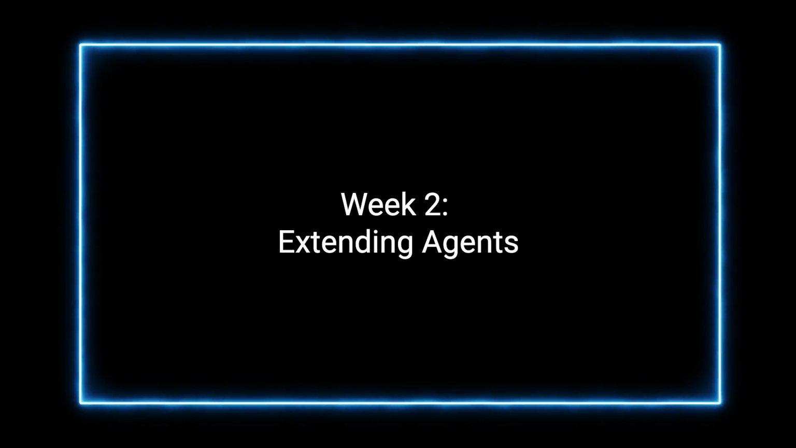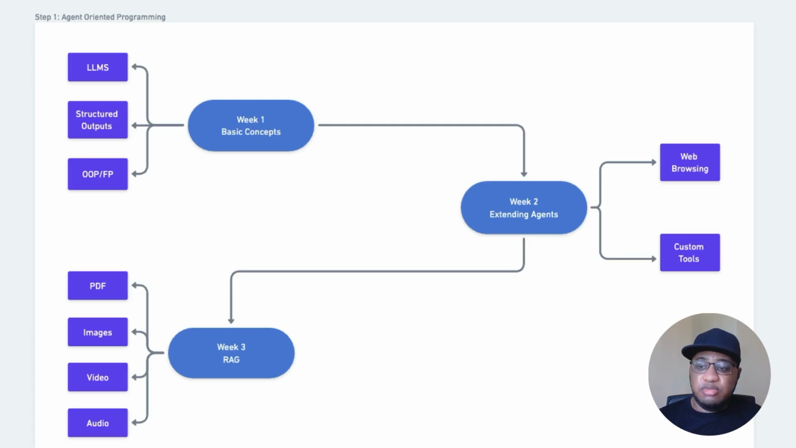Week number 2 is all about extending the agents. So there's a bunch of ways you can extend agents. I think the most important ones are web browsing and then being able to add in your own custom tools. Now, web browsing is important because anytime you are using LLMs, they're not trained up to today's current date. So web browsing gives them the ability to access information that's up to date.